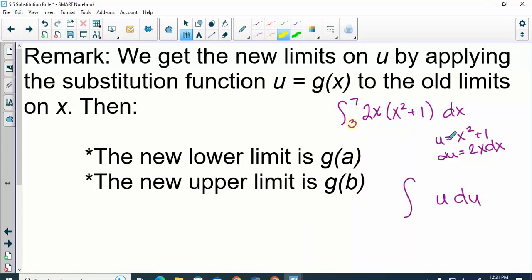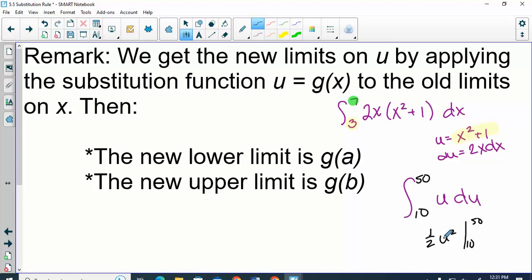So 3 is an x value. So if you plug it in for this x, 3 squared plus 1 is 10. And then change your 7. So if you plug in a 7, 7 squared plus 1, is 50, and then you don't ever have to go back to your x's. Then we just integrate, so it'd be 1/2 u squared from 10 to 50, and we plug in those numbers and work it out. If you keep this as the 3 and the 7, then once you get to this point, you have to replace your u with the x squared plus 1 before you go ahead and evaluate. So both options work.